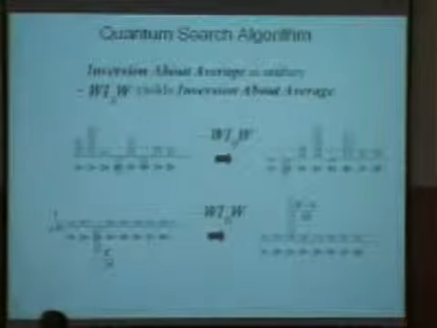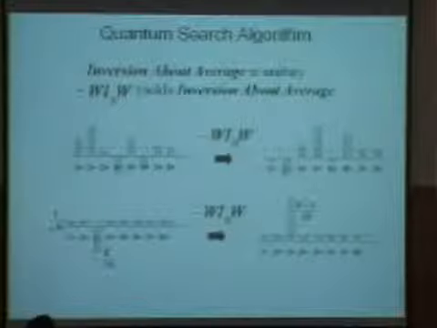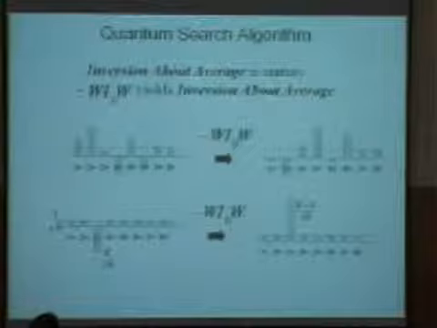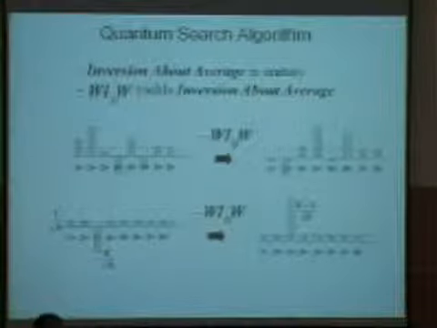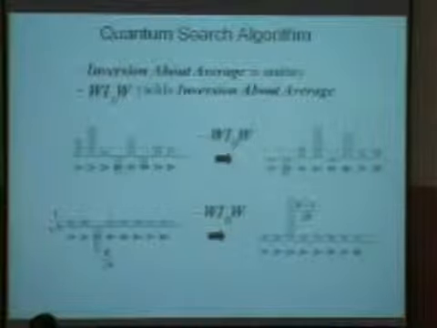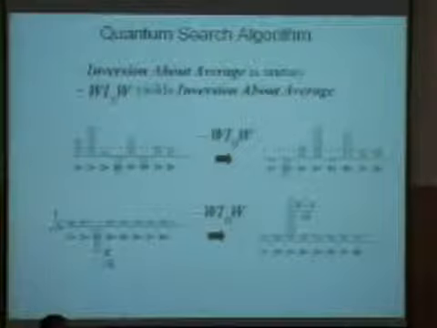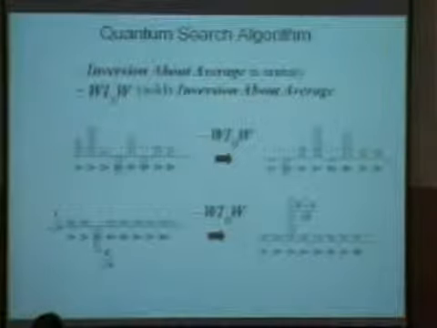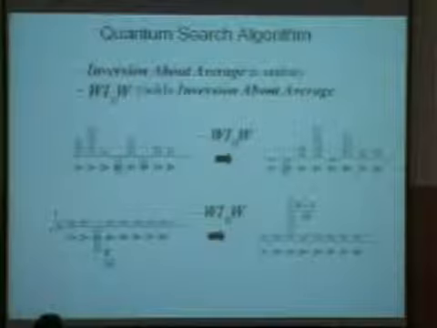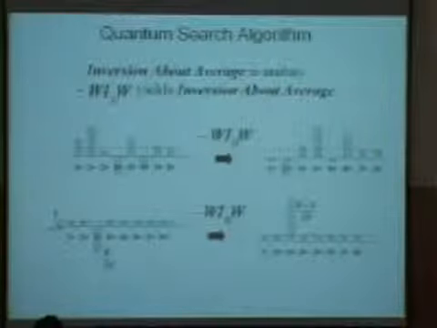So forget about the top portion, just look at this last portion. You start out with everything equal to the average. Since there are n states, the amplitude in each state is 1 by square root of n. And then you invert the state which was the target state. If this was k by square root of n, it becomes minus k by square root of n. The average, one can show, stays pretty close to 1 by square root of n. It falls by a little bit.